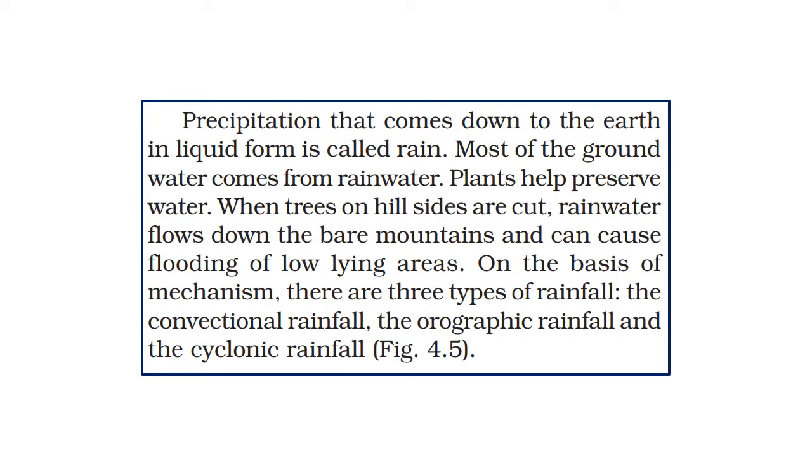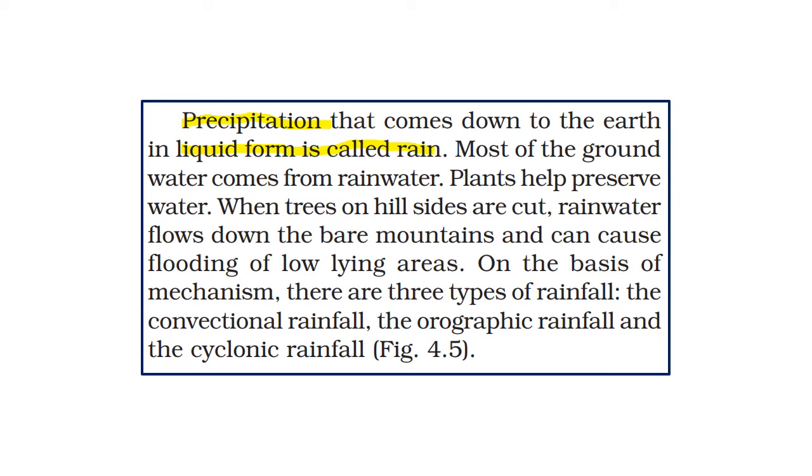Precipitation is of different types. When precipitation occurs on the earth in liquid form, it is called rain. Most of the groundwater comes from rainwater. When it rains, part of the water sinks deep inside the earth and gets accumulated. Plants help preserve water, and the roots of plants also help in seepage of water. When trees on hillsides are cut, rainwater flows down the bare mountains and can cause flooding of low-lying areas.